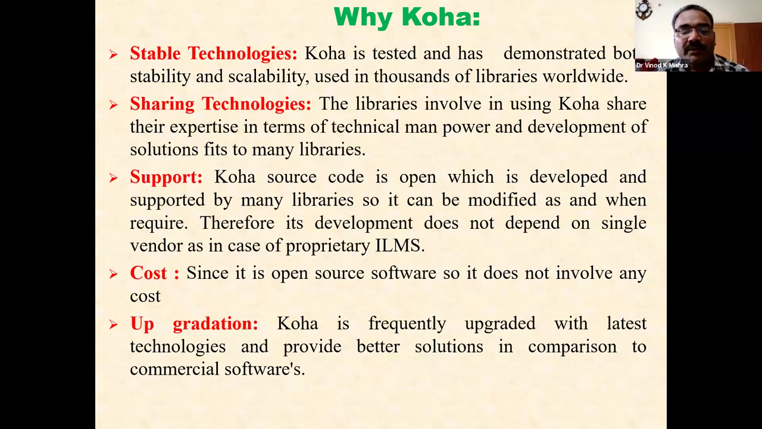You might be aware that Koha's versioning system is at par with Ubuntu. The recent stable version is 23.11. It means it came in the year 23 and the 11th month. That's why we are calling it the 23.11 major release, and the next stable release will be 24.05, because it will be released in this current year, in May. So these two are the major versions.